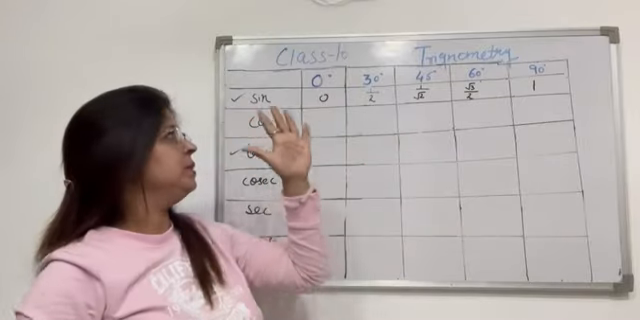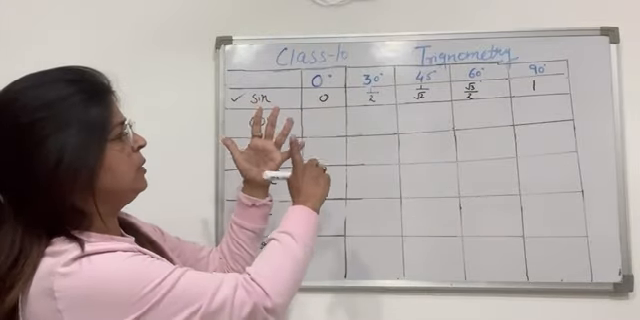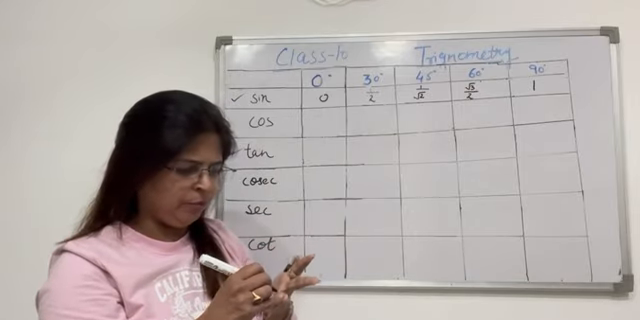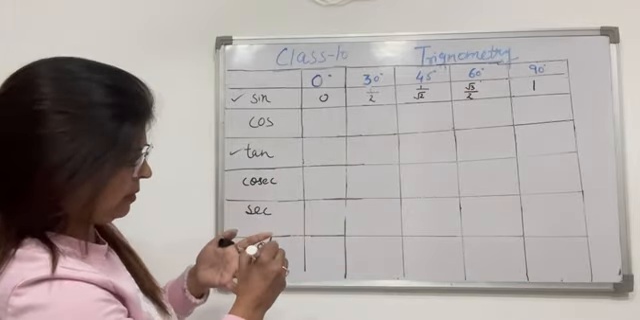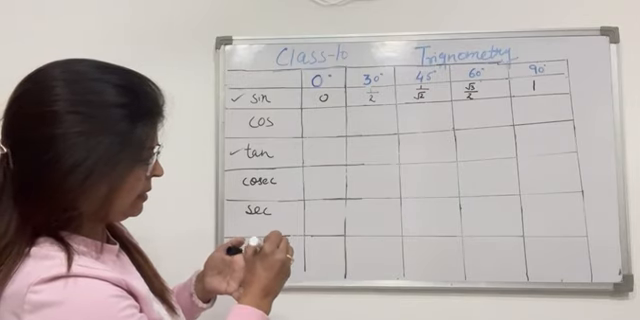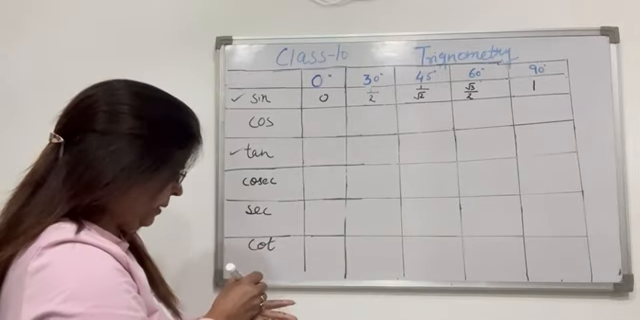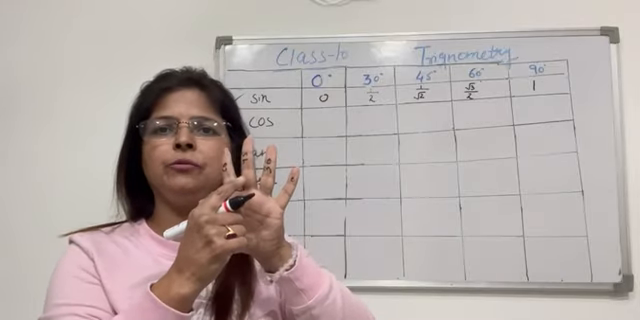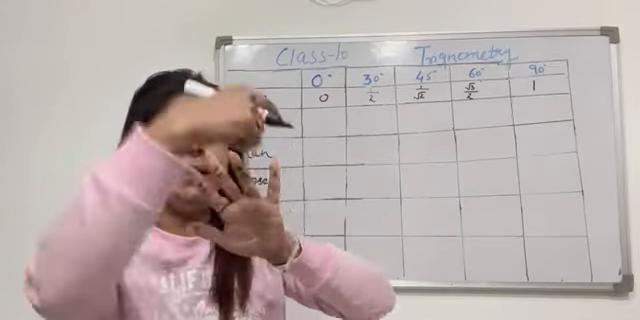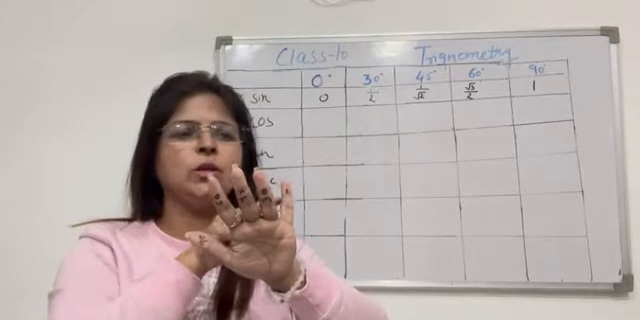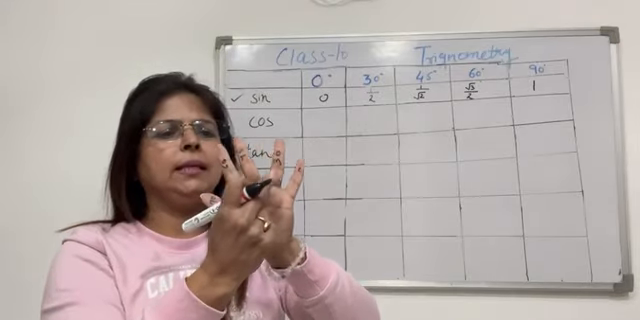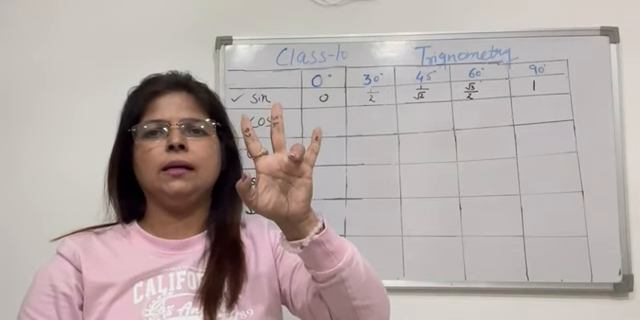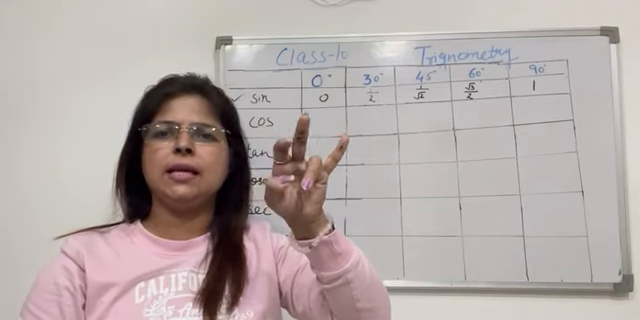Let's take these 5 fingers, the 5 angles we have to learn: 0, 30, 45, 60, 90. Let me write it down here. 0 for you. This is 30. This is 45, this is 60 and this is 90. So I hope you all can see 0, 30, 45, 60, 90. From here, from the little finger, I am starting for sine. This is sine 0, sine 30, sine 45, sine 60, sine 90.